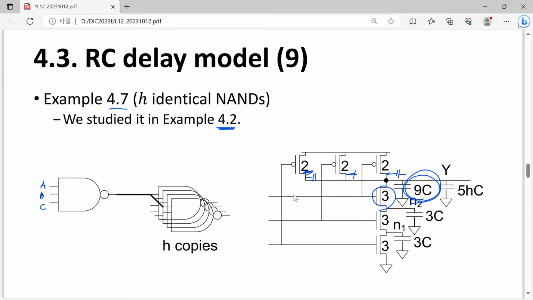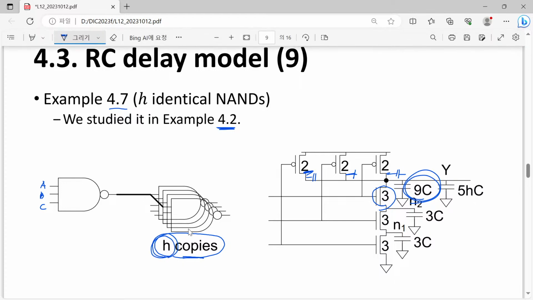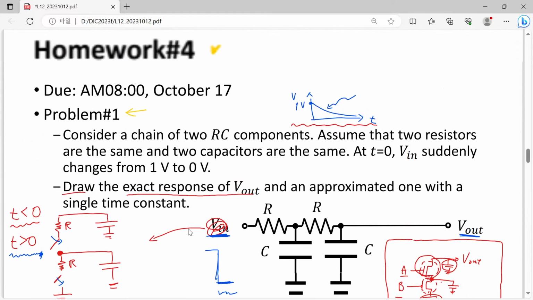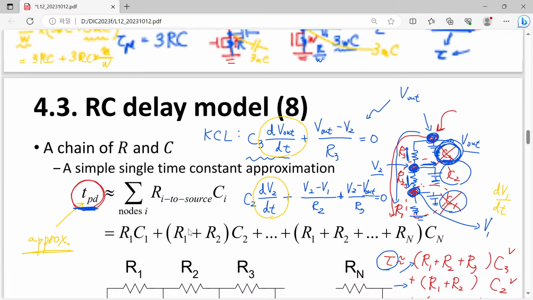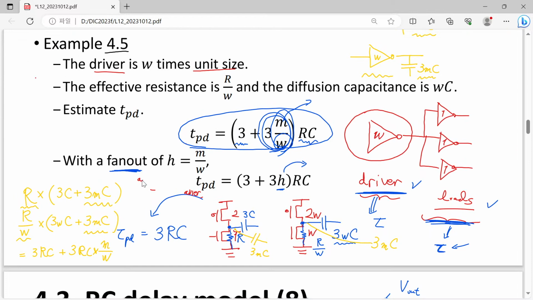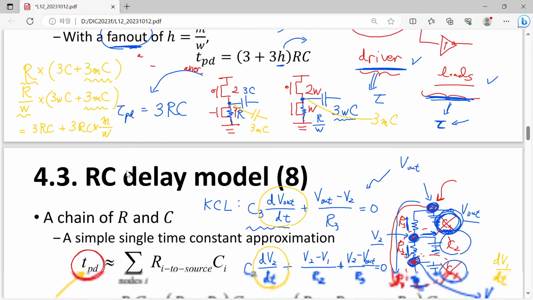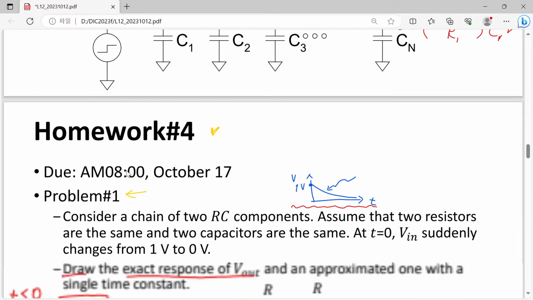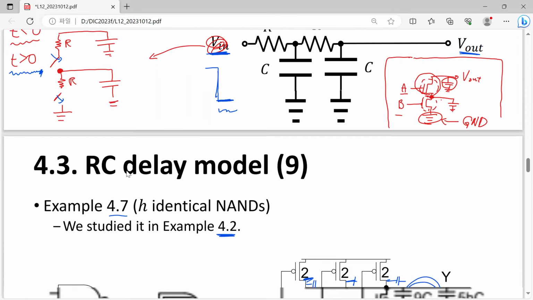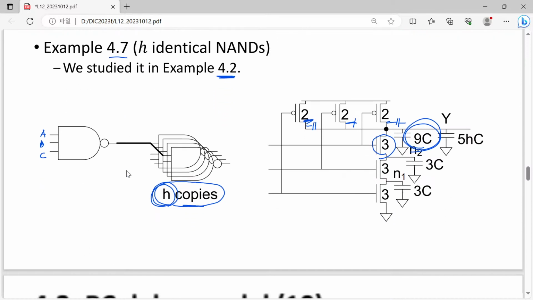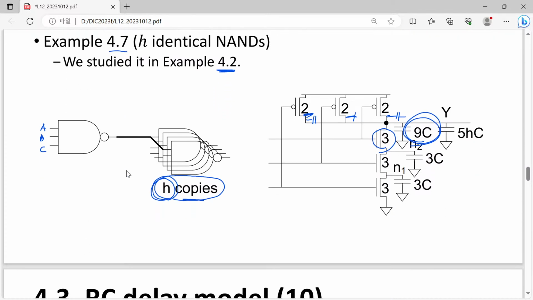Now we say we have H copies. You now understand why we use the letter H for this number of copies, because H is reserved in this course for what? Fan-out. The number of loads relative to the driver. From the viewpoint of the driver, how large the entire load is.